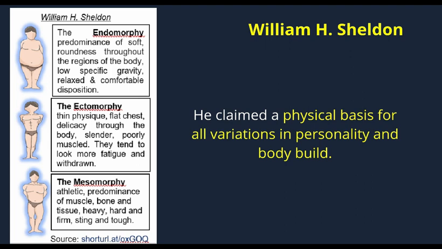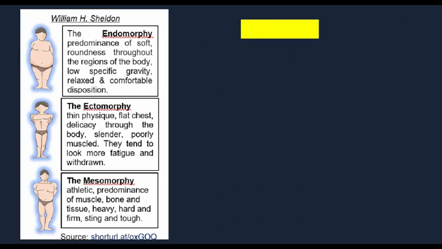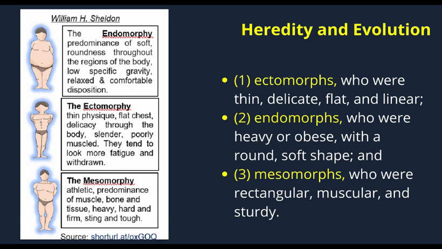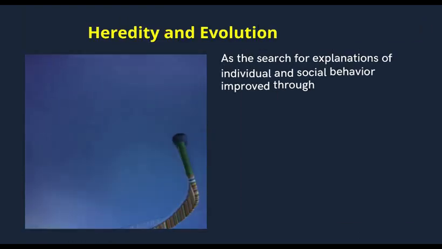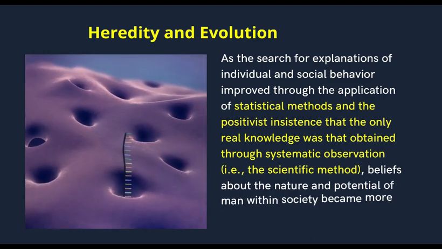During the 1940s, Sheldon developed and tested his classification system, known as somatotyping. He created 3 classifications: 1. Ectomorphs, who were thin, delicate, flat, and linear. 2. Endomorphs, who were heavy or obese, with a round, soft shape. And 3. Mesomorphs, who were rectangular, muscular, and sturdy. For the next section, heredity will be discussed.